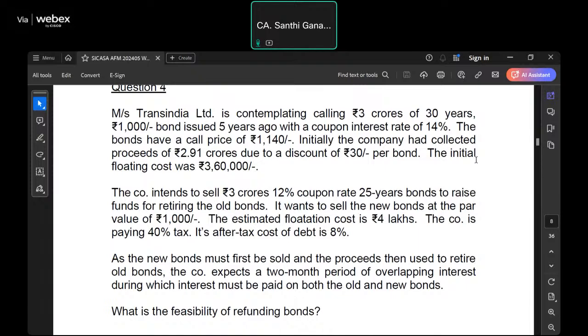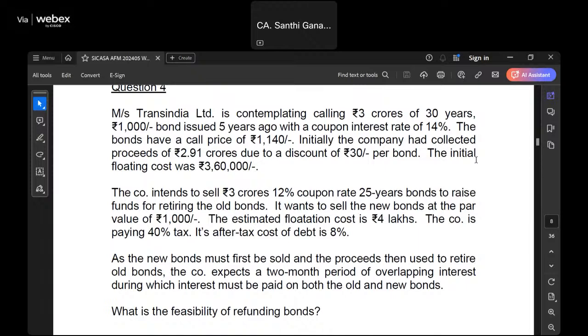Initially, the company had collected proceeds of 2.91 crores. So there has been a discount. The initial floating cost is given. So up to this, okay. The company intends to sell 3 crores. So again, same amount. 12%. We find that the interest rates have fallen now. 25 years bonds. So remaining period also in the old bond is 25 years. Here also you want only for 25 years.